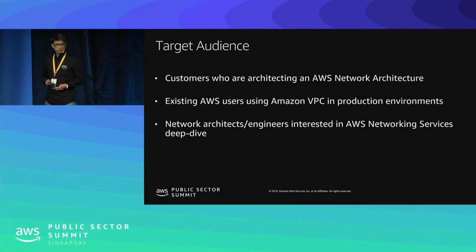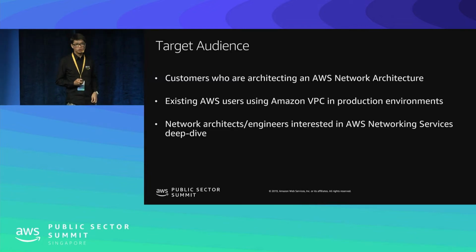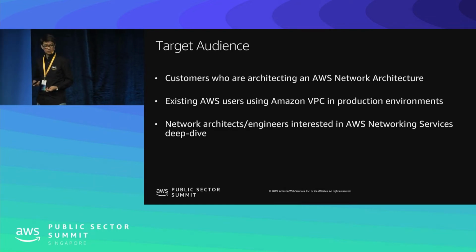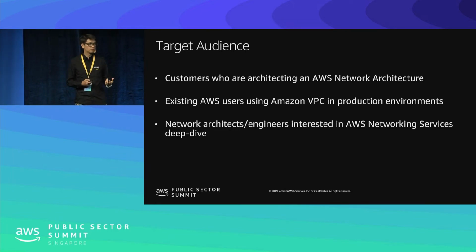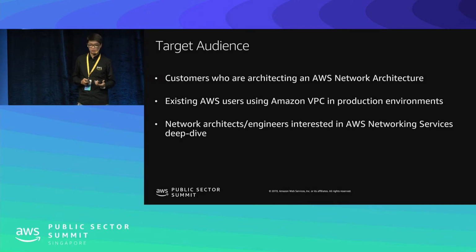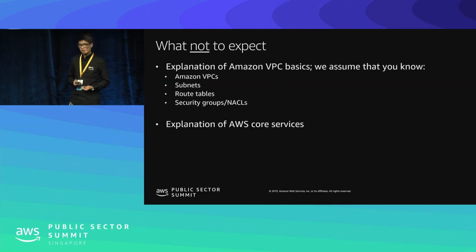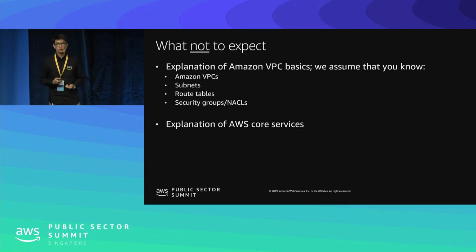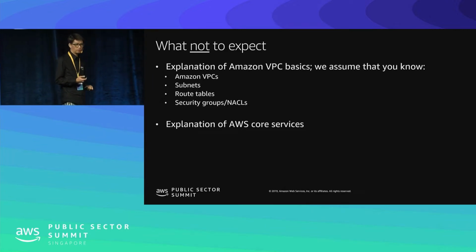So this session basically is for someone who is designing network architectures on AWS, someone who has deployed VPCs in production environments, network architects or engineers who are interested in designing AWS network services. Please do not expect me to go down to explain what is VPC, subnet, route tables, or what have you, or some of the AWS core services. The expectation is that you will have known about it.